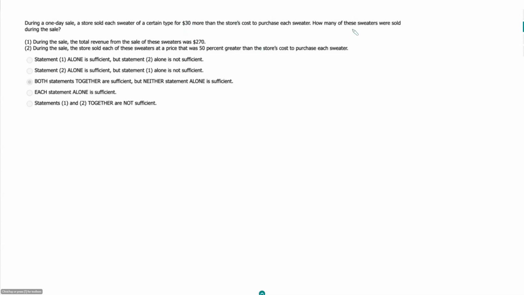And if they're asking us for the number of sweaters sold, it looks like we're going to have to break up revenue and cost into their components. So the first statement says, during the sale, the total revenue from the sale of these sweaters was $270.